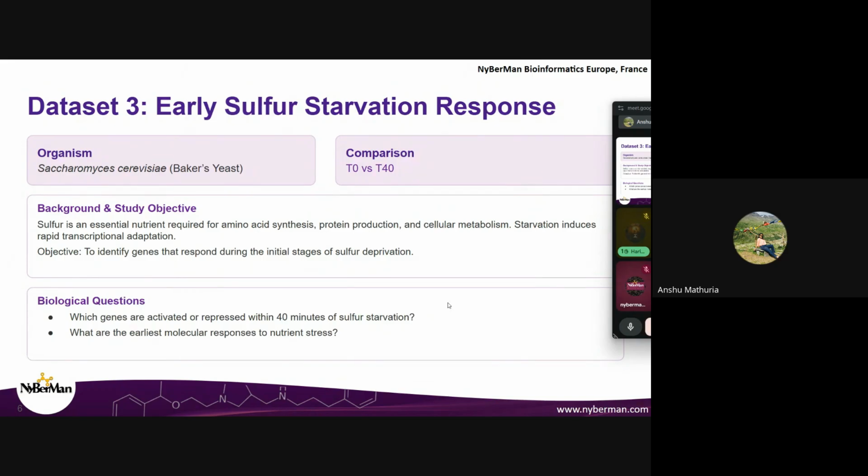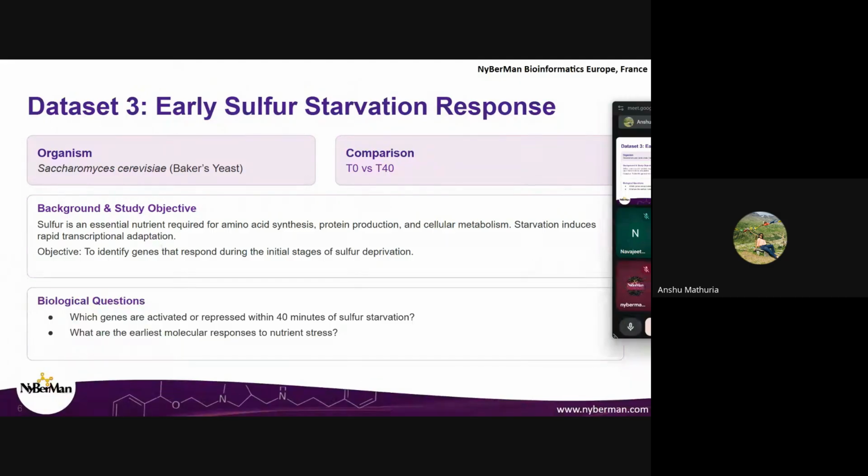Data set 3 is in a different organism. It is basically about Saccharomyces cerevisiae, which is put in some nutritional condition, and that has been studied here. The comparison is between T0 versus 40 minute sulfur starvation. T0 was not starved for sulfur, whereas the T40 samples were starved for sulfur for 40 minutes and then the sulfur was given.